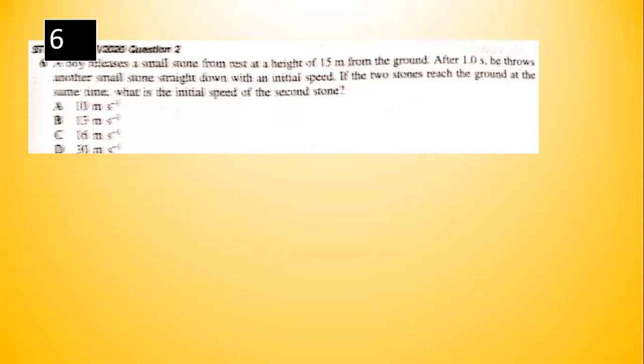A boy releases a small stone from rest, from rest is initial speed is 0, at a height 15 meters from the ground. After 1.0 second, he throws a second small stone straight down with an initial speed. If the 2 stones reach the ground at the same time, what's the initial speed of the second stone?